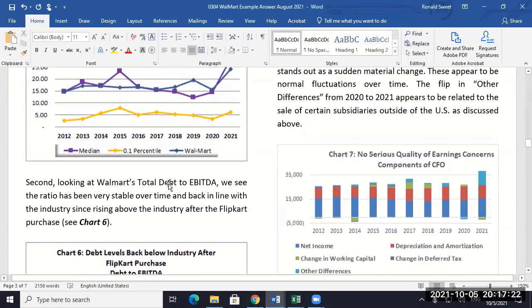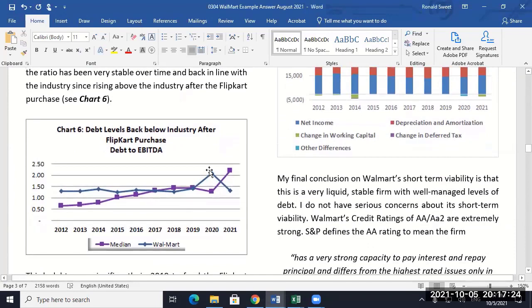The second thing, debt to EBITDA. So it jumped up with the Flipkart purchase, but they paid off that debt the next couple of years, so it came back down. So I'll just say they're below the industry here. I left out the other lines. They're below the industry. The industry jumped up, probably because EBITDA fell because of COVID, more than likely.